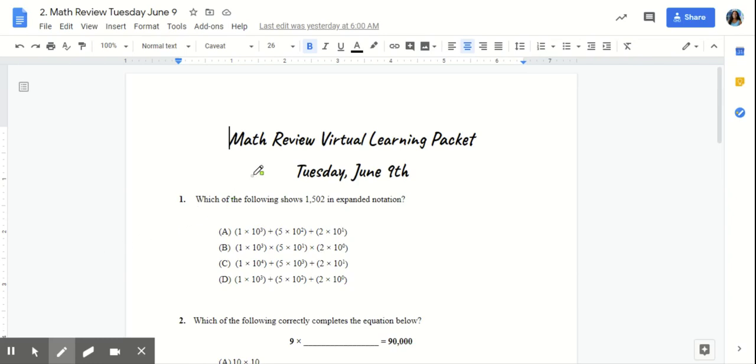Number 1. Which of the following shows 1,502 in expanded notation? You have A, B, C, or D. The correct answer choice here is D.